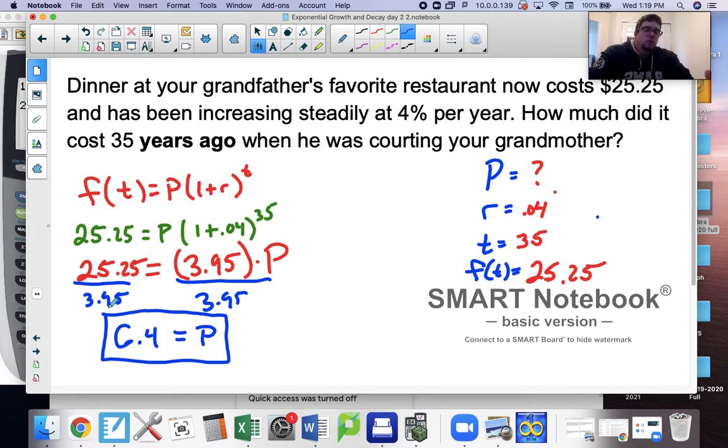So originally his favorite meal cost $6.40. Very close to what happens if we set up the equation the other way. It got close with $6.05, but they're not the same. So we have to set it up the long way and solve for P this way.